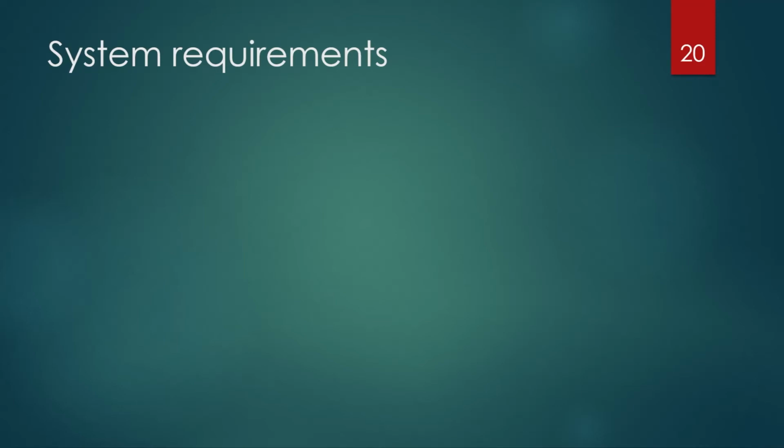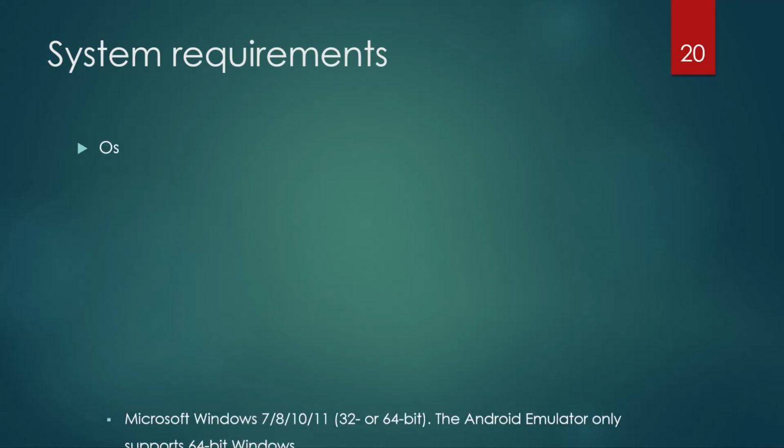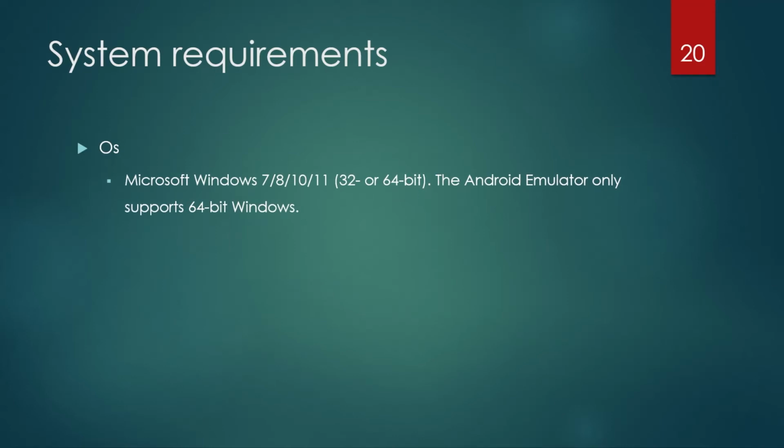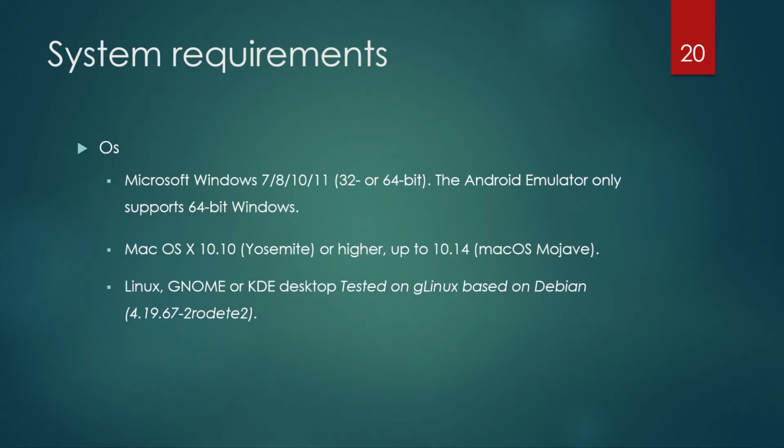The system requirements to install Android Studio. First of all, the OS. We can install it on Microsoft Windows 7, 8, 10, 11. But remember, if you want to use the Android Emulator as well, you have to provide 64-bit Windows. On Mac OS 10.10 or higher, up to 10.14. And on different versions of Linux it can be installed as well.